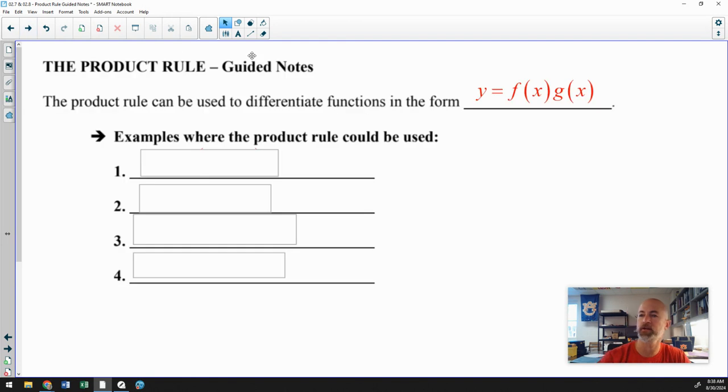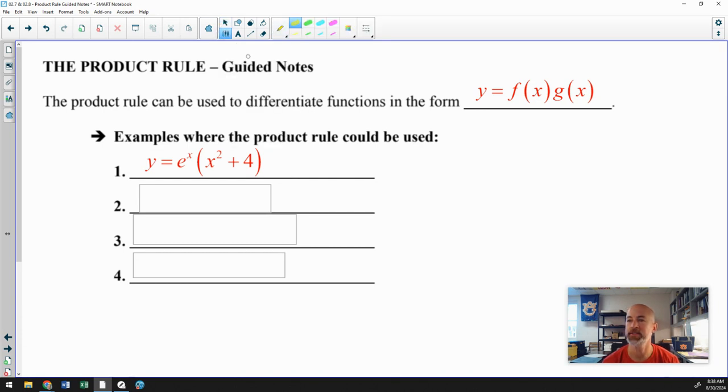So let's talk about the product rule, and this is a differentiation technique that you use when you are multiplying, which makes sense, the product rule, two functions that have x's in them. So any function in the form f of x times g of x is one where the product rule could be used. And so a few examples where the product rule could be used is something like y equals e to the x times x squared plus 4.